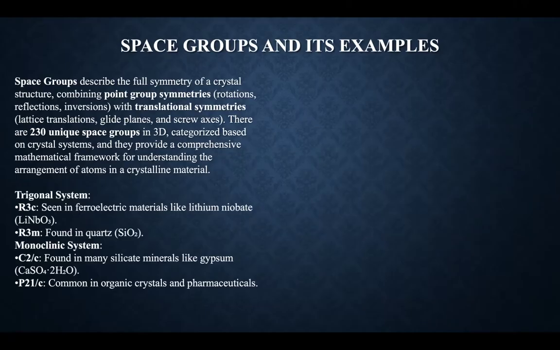Space group and its examples. What are space groups? They describe the full symmetry of a crystal structure, which combines point group symmetry with translational symmetry. That means the lattice translation, glide planes, and screw axes. There are 230 unique space groups in 3D, which are characterized based on the crystal systems, and they provide a comprehensive mathematical framework for understanding the arrangement of atoms in crystalline materials.